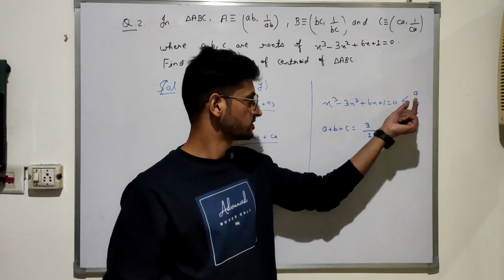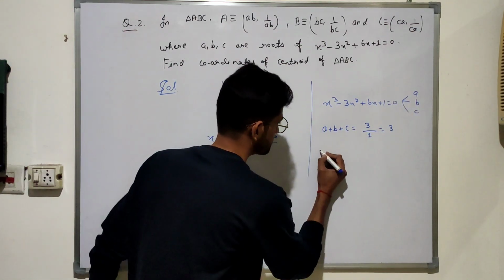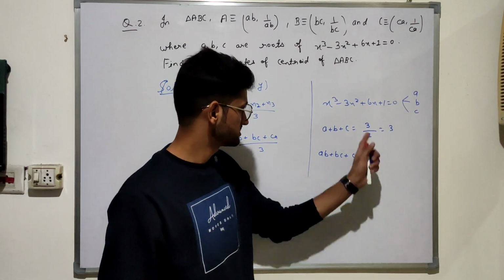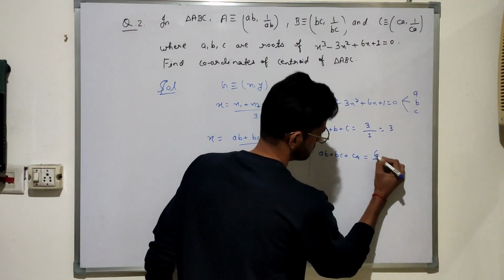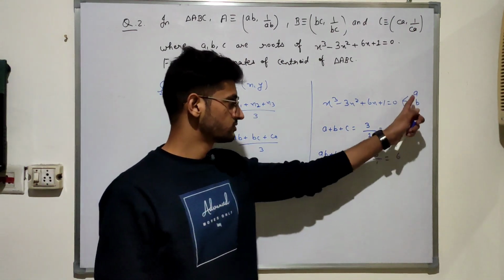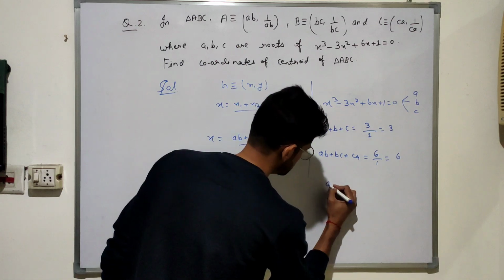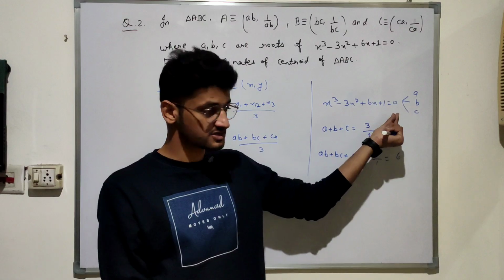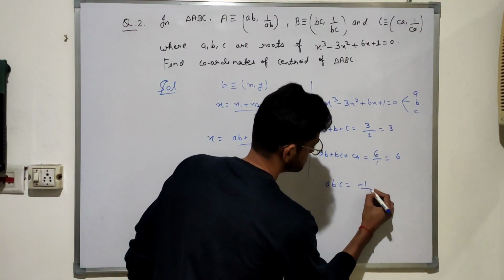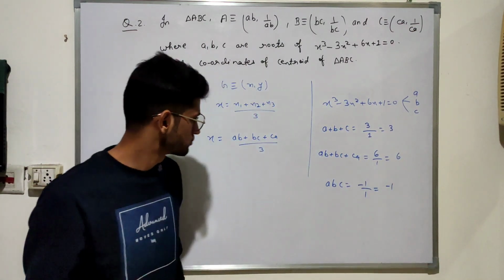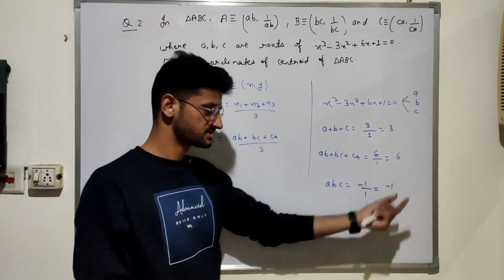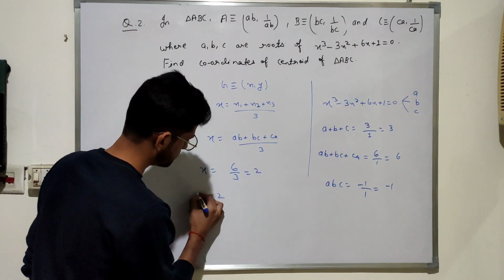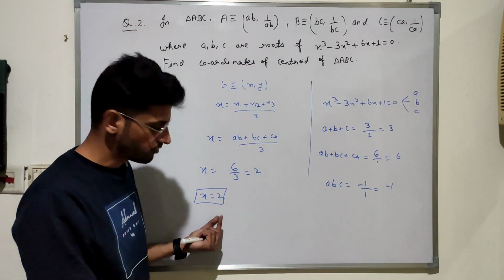The summation of roots taken two at a time, that is ab plus bc plus ca, is equal to c by a. Here c is plus 6, so it is 6 upon 1, which equals 6. Taking all the roots, the product of all the roots, abc, is equal to minus d by a. In this equation d is plus 1, so minus d is minus 1, so minus d upon a equals minus 1. So now we know ab plus bc plus ca is plus 6. From here we can write x equals 6 by 3, that is equal to 2. So the x coordinate of the centroid of the given triangle ABC is 2.